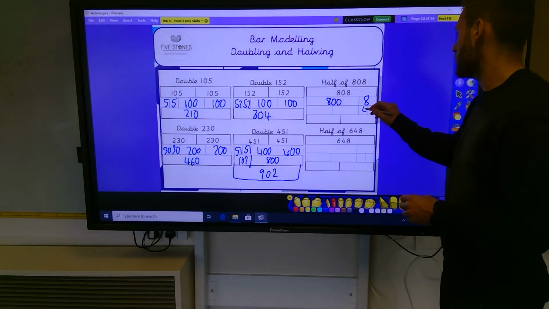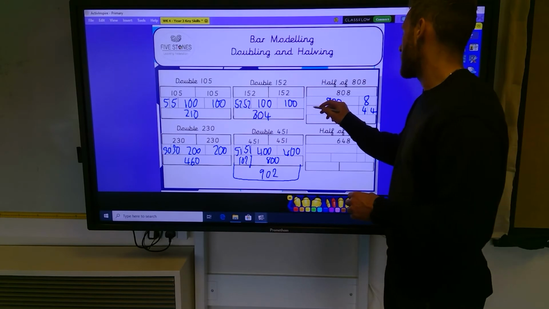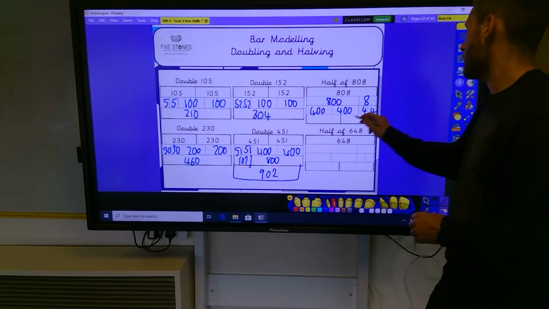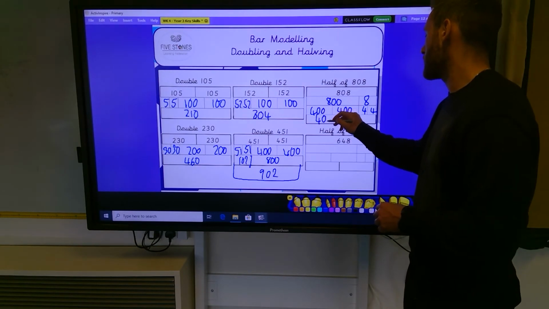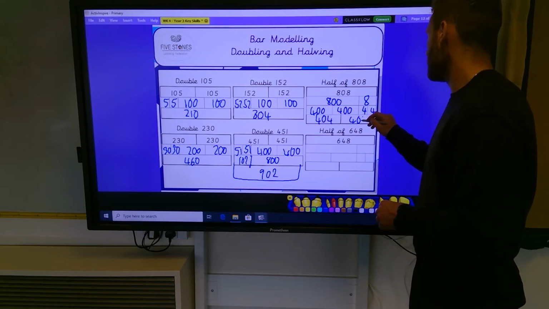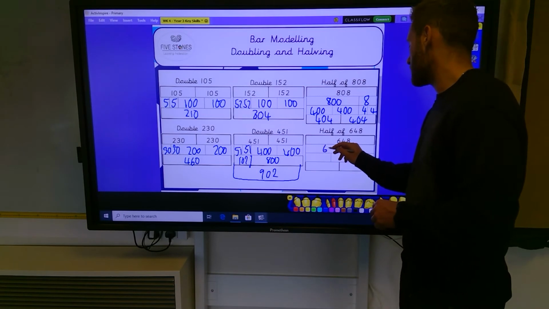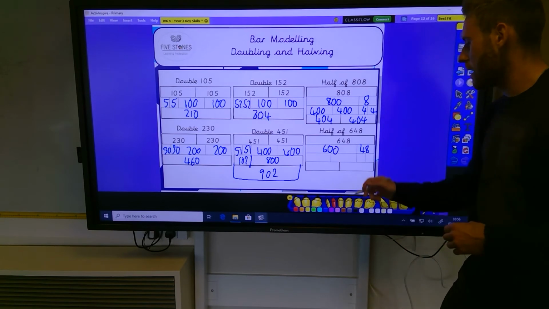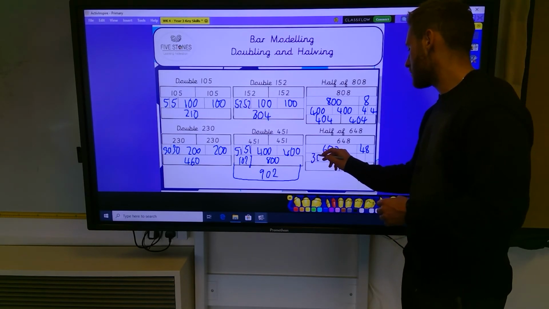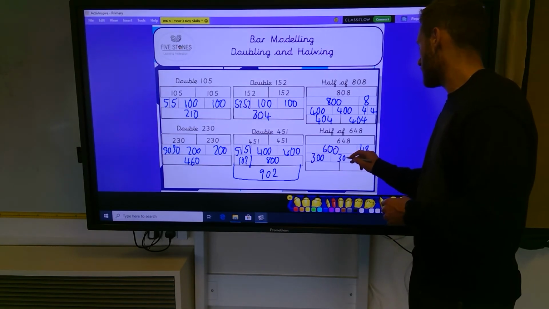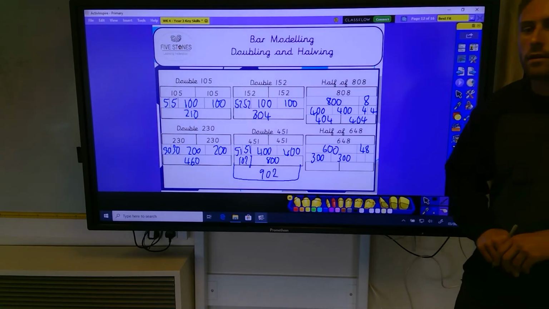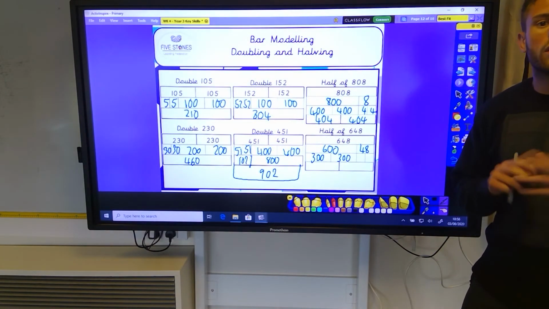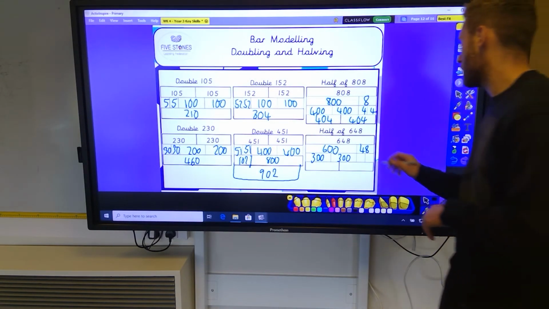Half of 808, half the 800, half the 8. Half of 8 is 4. Half of 800 is 400. So now we've got 404 in each of those equal parts. Then if we do 648, half of 600, 300, half of 40 is 2, 2 tens, yeah, 2 tens, and half of 8 is 4. So 2 tens and 4, 24.